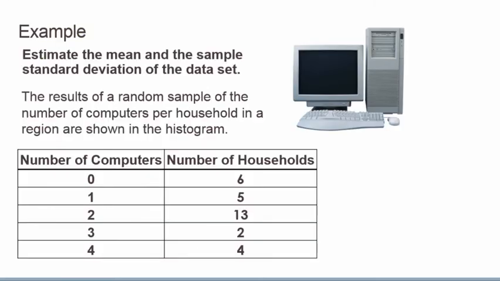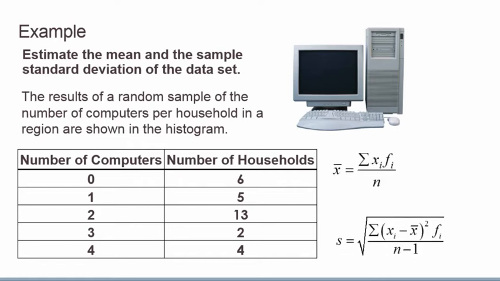Example: estimate the mean and sample standard deviation of the data set. The results of a random sample of the number of computers per household in a region are shown in the histogram. The number of computers, 0. The number of households, 6. That means we had 6 results that had 0 computers.